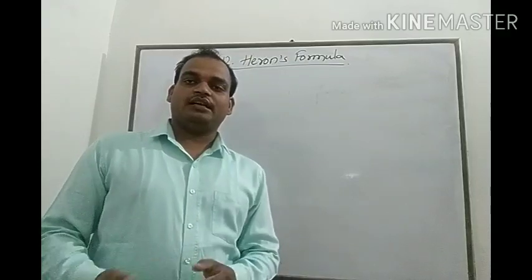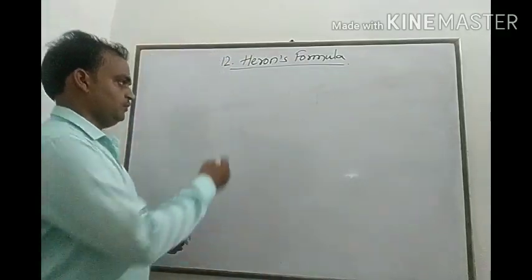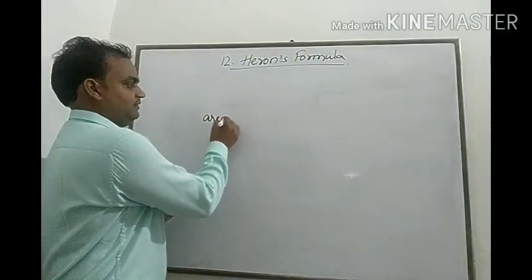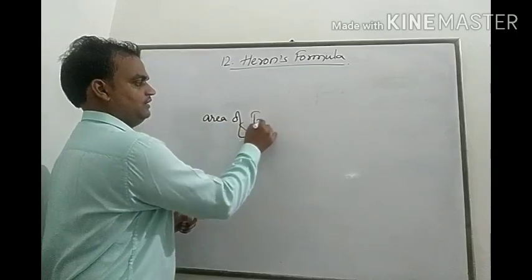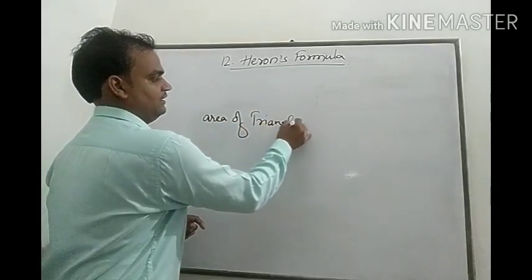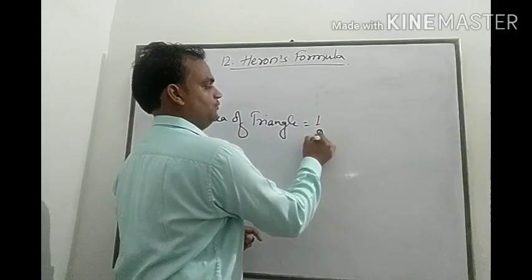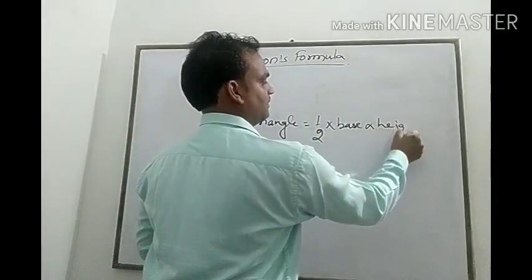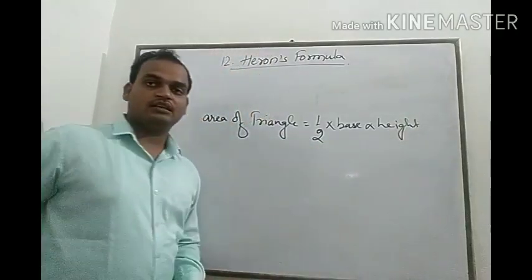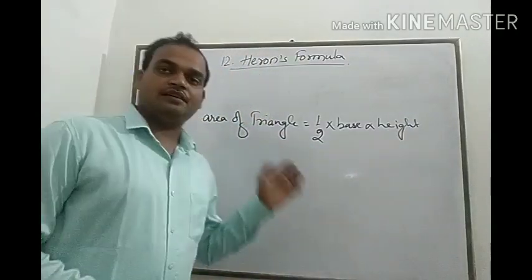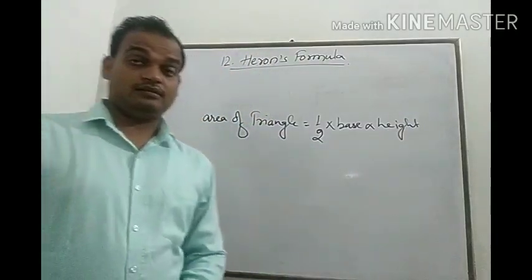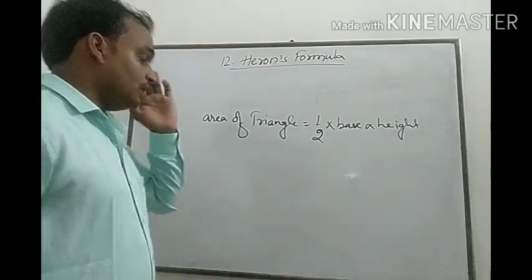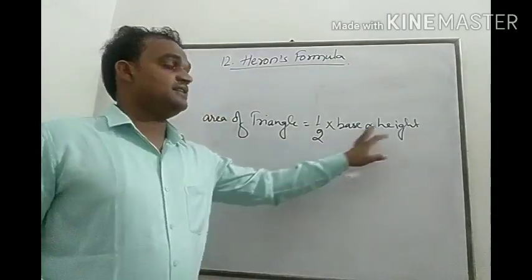Till now, we have used one formula: area of triangle is equals to 1 by 2 into base into height. This is the formula we have used till today. What is the area of a triangle? That is half base into height.